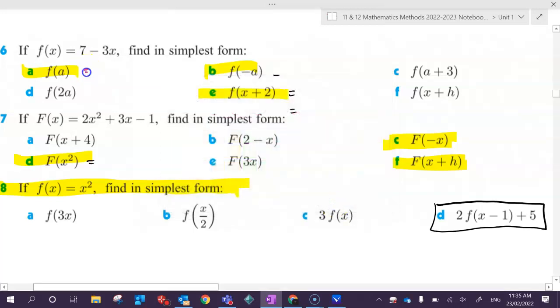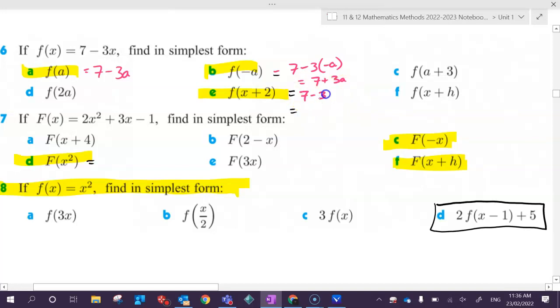How interesting. 7 take 3A equals 7 minus 3 times negative A. You're going to simplify that to 7 plus 3A. 7 subtract X minus 2. 9 take X. Oh, what have I done? Minus 3X. Let's try that again.